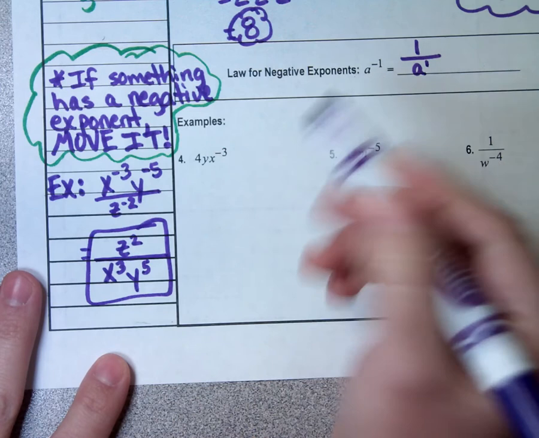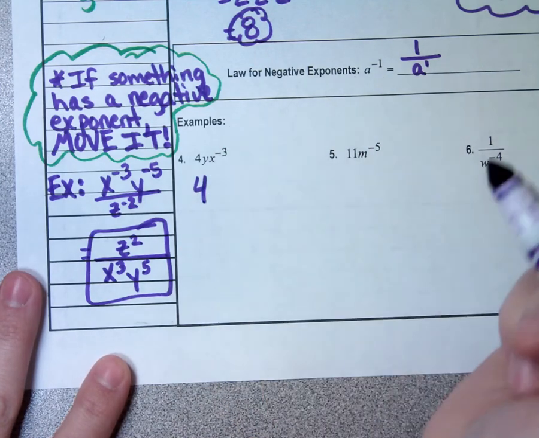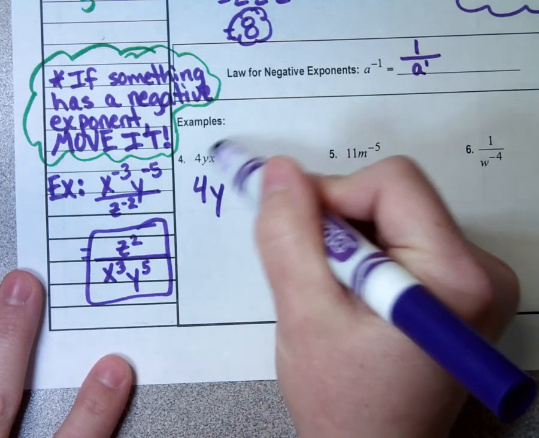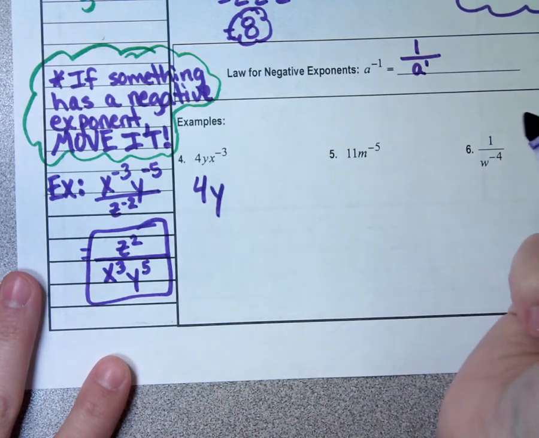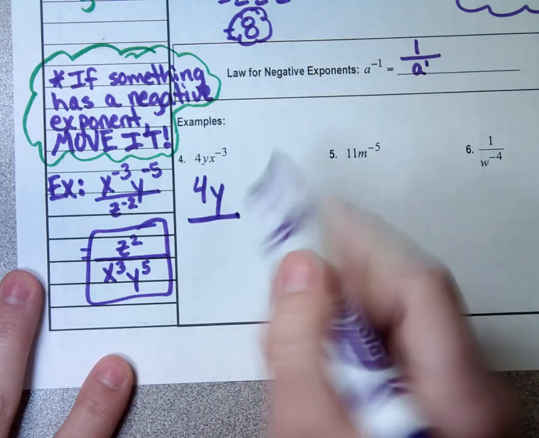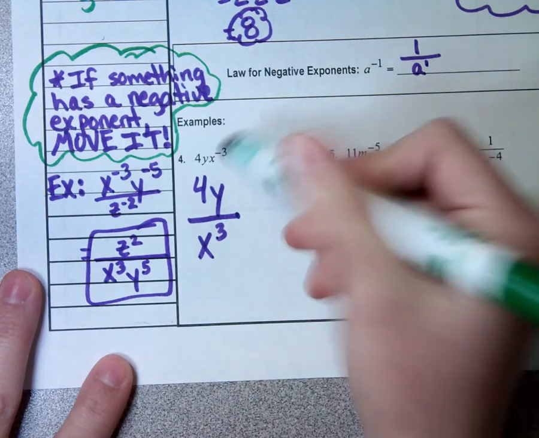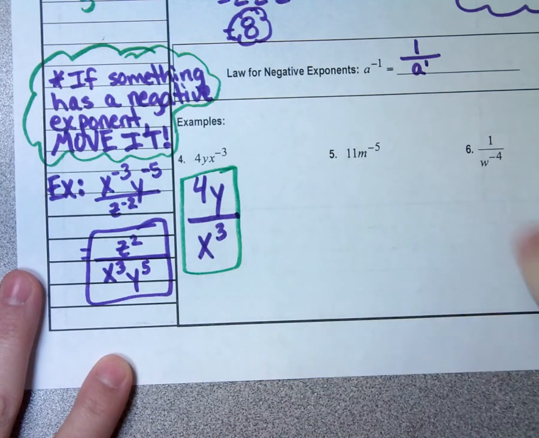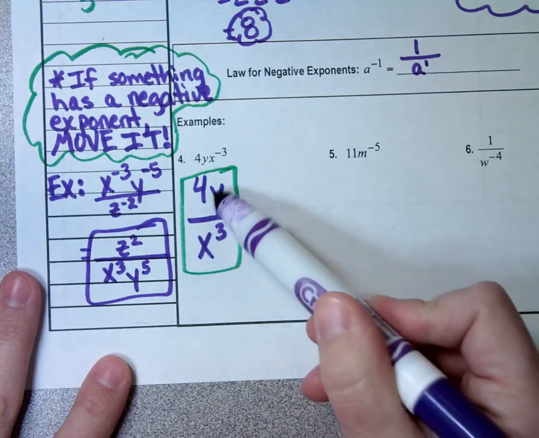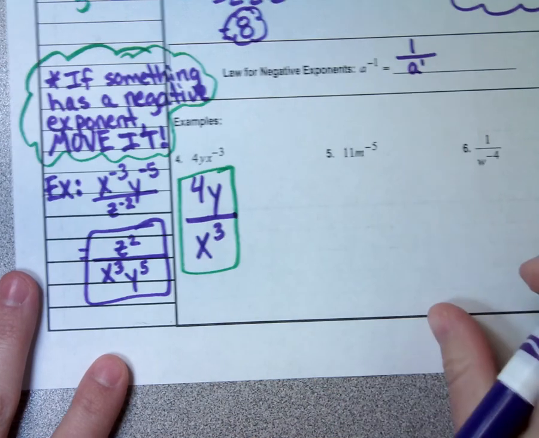All right, does 4 have a negative exponent? Nope, keep it where it is. Does y have a negative exponent? Nope, keep it where it is. Does x have a negative exponent? Yes, so we move it. Right now it's in the numerator, so it's going to move down to the denominator, and when it moves down there, the exponent switches to positive. And there's our answer. Now, since these are different letters, I can't do anything else. If this was an x and this was an x, I'd keep going.